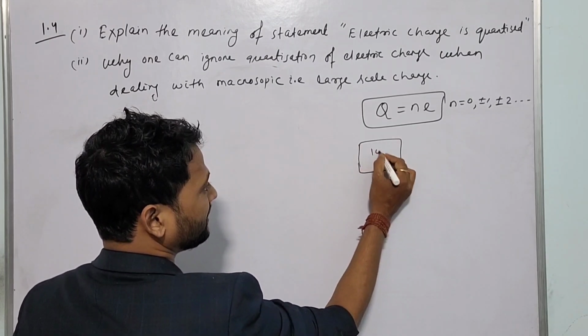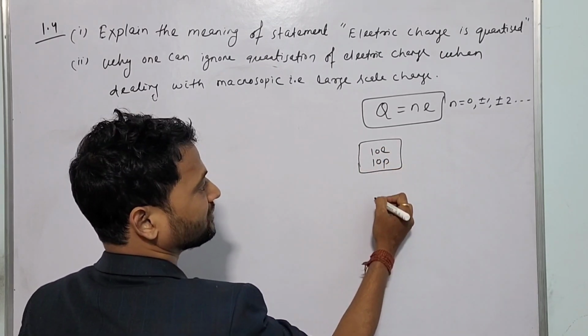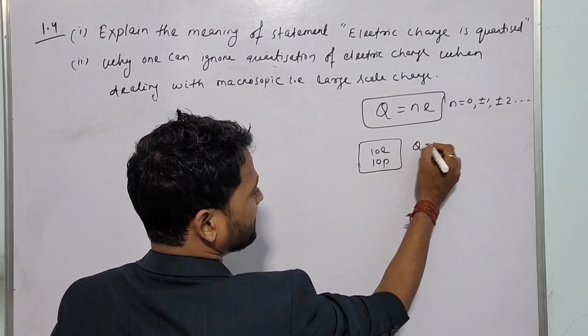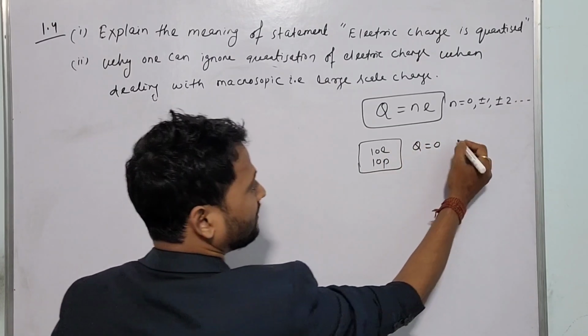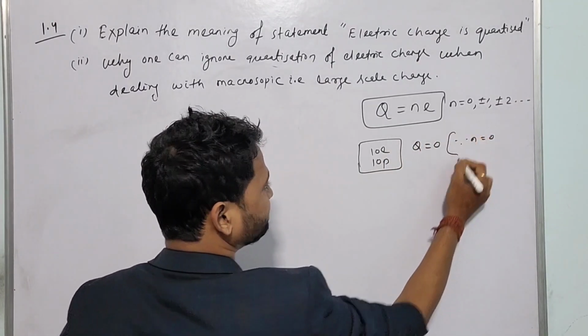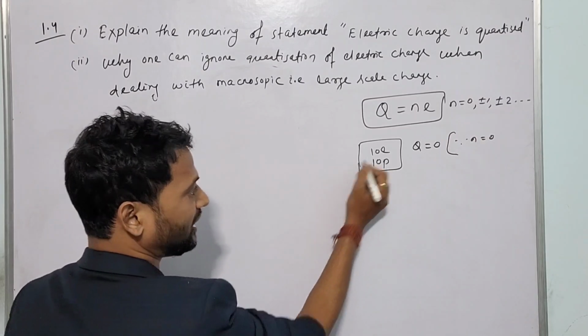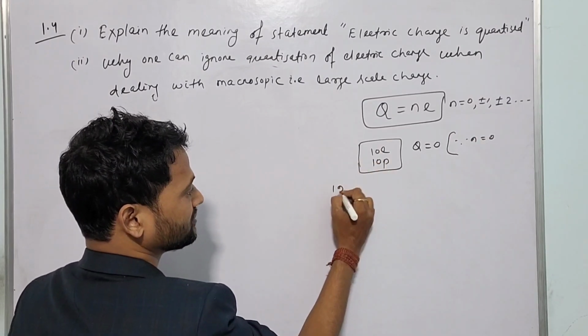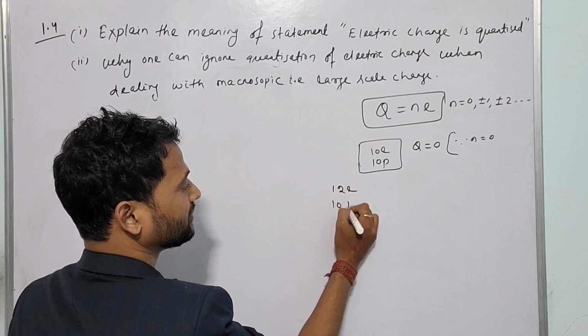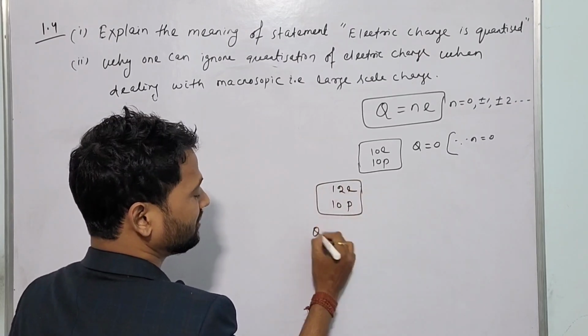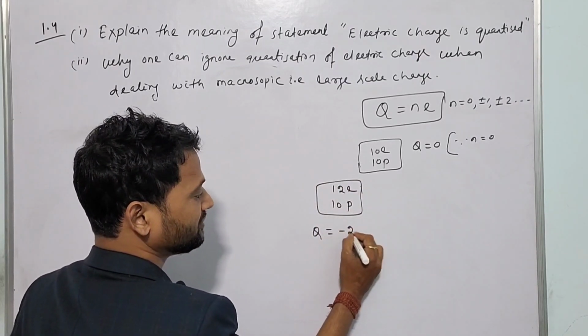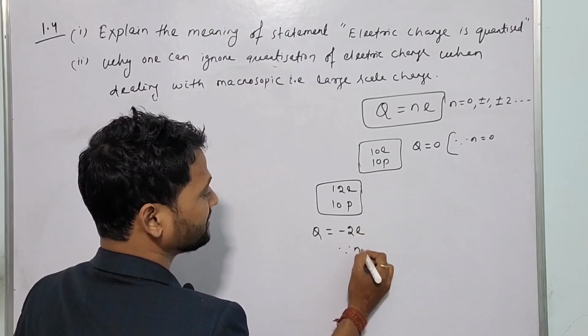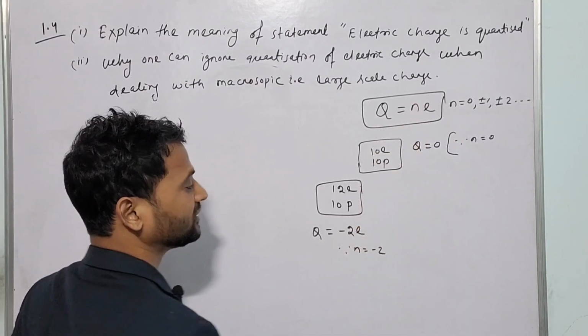Let we have a body having 10 number of electron, 10 number of proton. So here the net charge of the body is 0. Why? Because n is equal to 0. Now what I'm doing, if I add 2 electron to the system, so number of electron will be 12 and number of proton will be 10. So now tell me what is the charge of that system? It will be minus 2e because n is equal to minus 2.